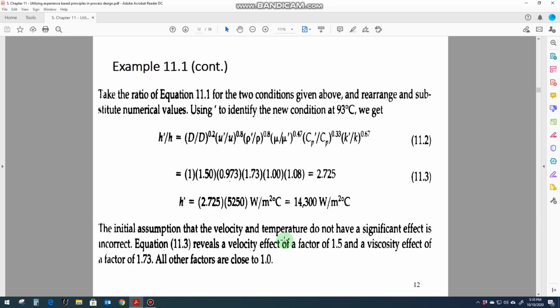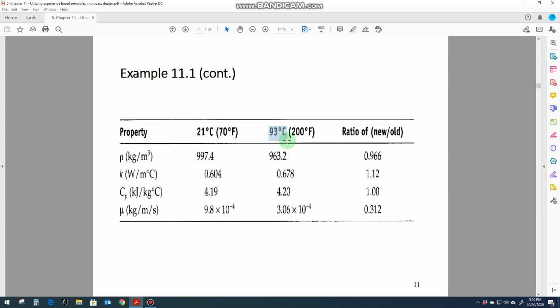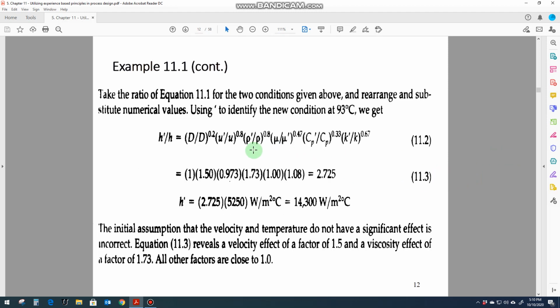Now what we are gonna do here, this H basically, as I told you, we can rearrange the equation to get the values in terms of H, and then we can have the value H dash, which is basically the heat transfer coefficient at the new values. The new value, what is the new value? At 93 degrees centigrade. So we can have the equation in terms of H. You have already rearranged this equation, and then you can divide this H with the new H dash, okay, to get the new value for the heat transfer coefficient.